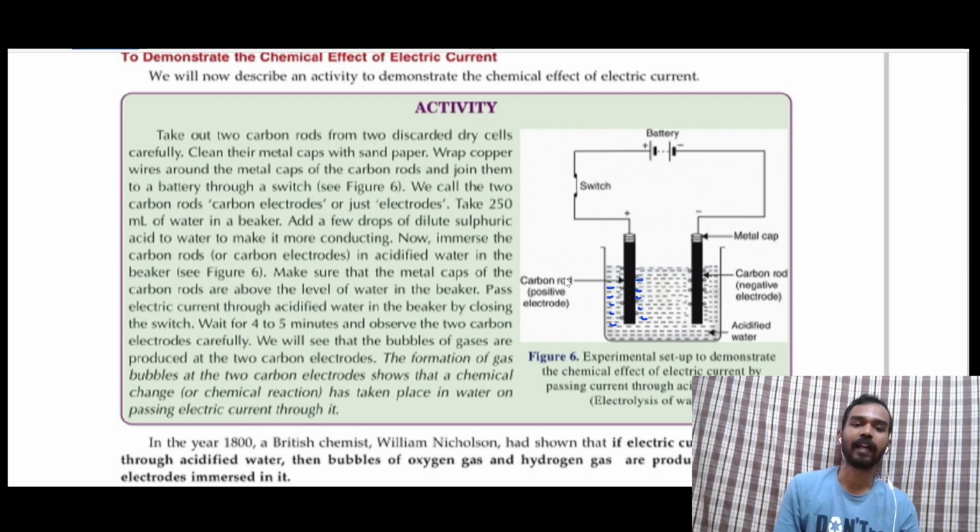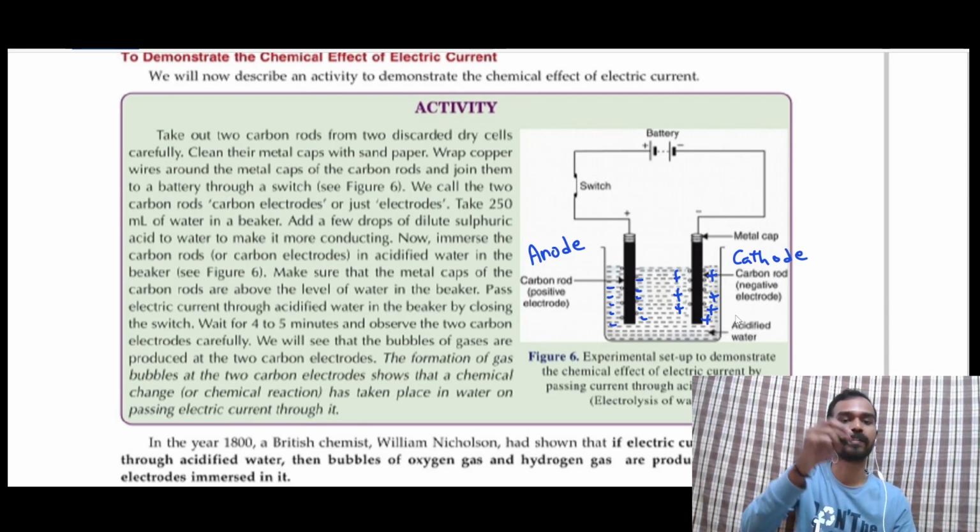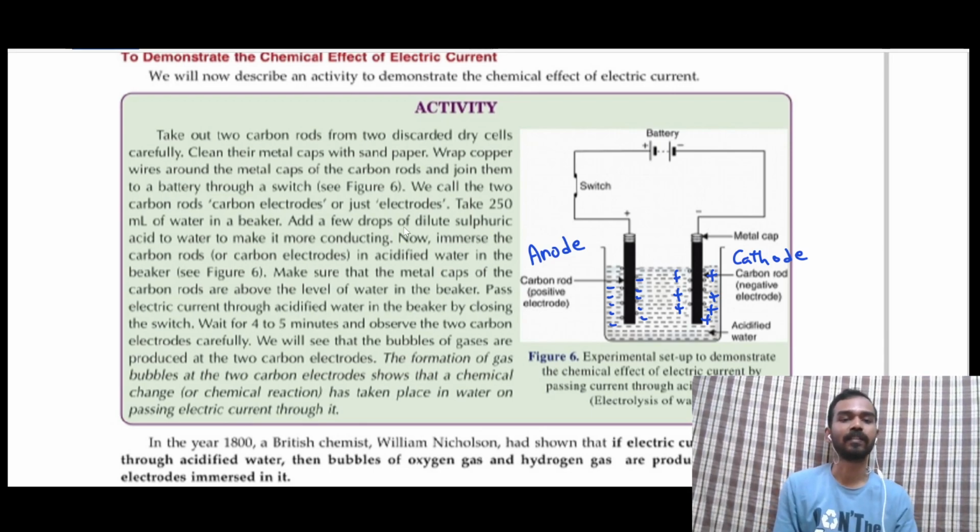So this is called an anode. Here negative charge is going there, so this rod is negatively charged. So positive ions will come and attract here. So this is called the cathode. This is an electrolyte, that is acidified water. You add some sulfuric acid to the water. So there are ions, plus and minus.